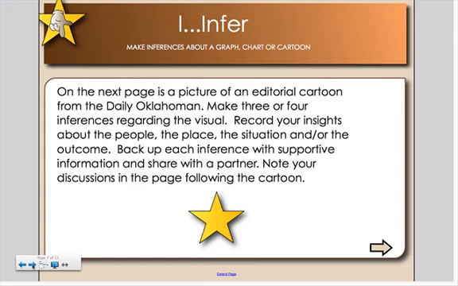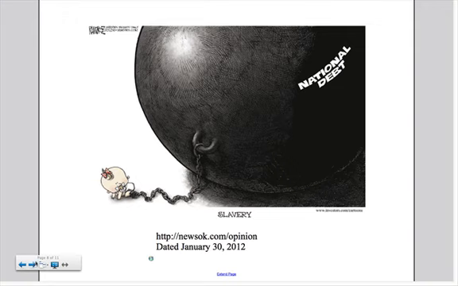Now, this supportive information can also be background knowledge. Note your discussions again on the following page after the cartoon. Okay, here's the cartoon. Again, if you're using the video only, make notes using that same 4-part of what you can infer.